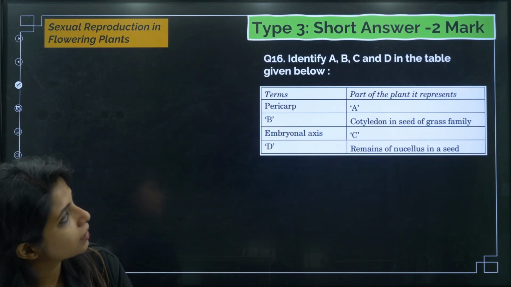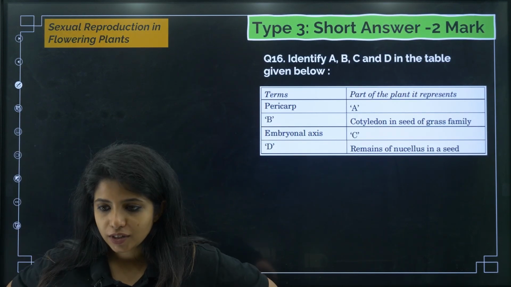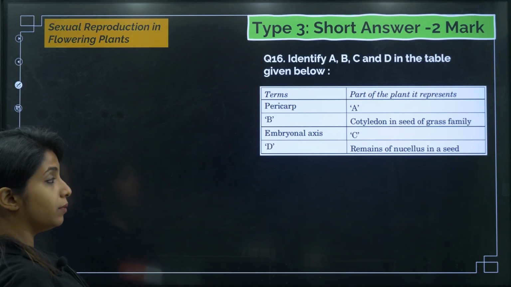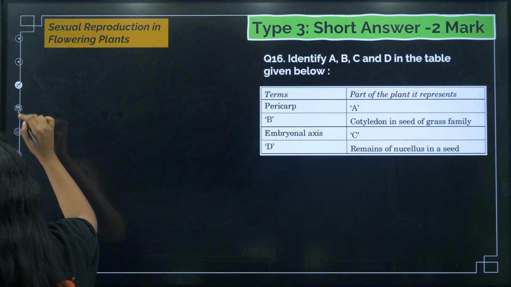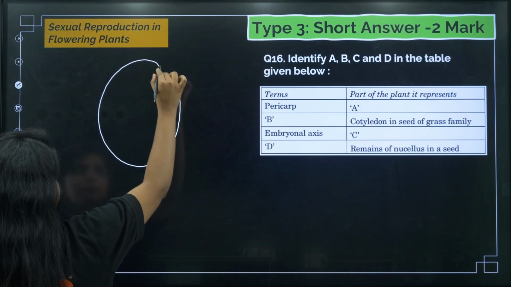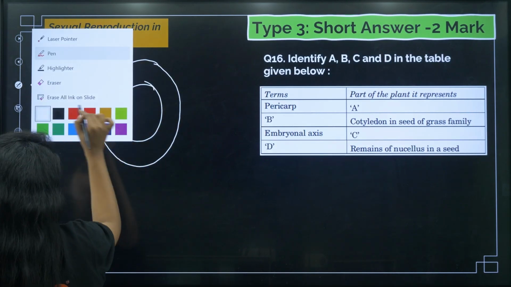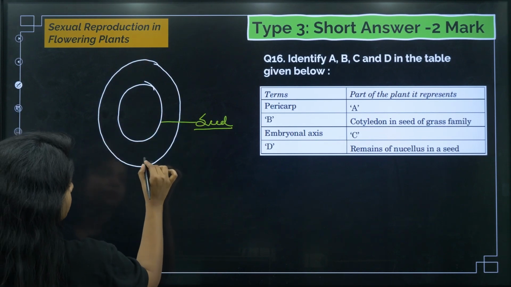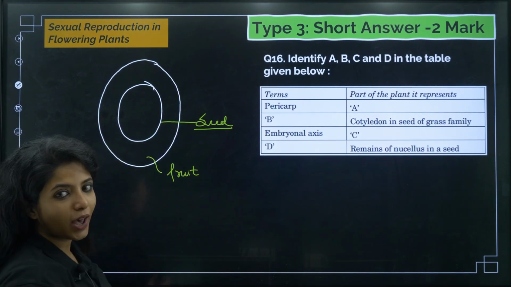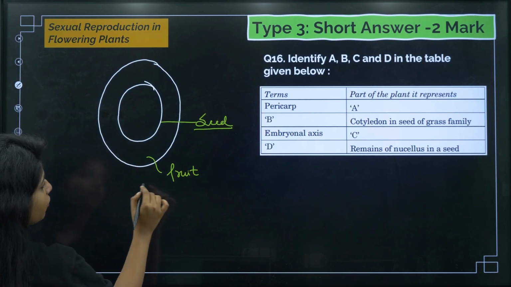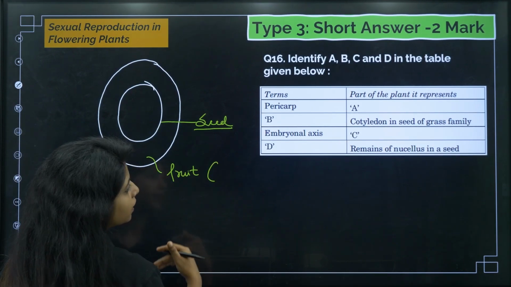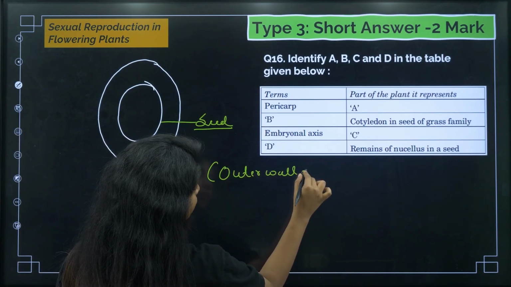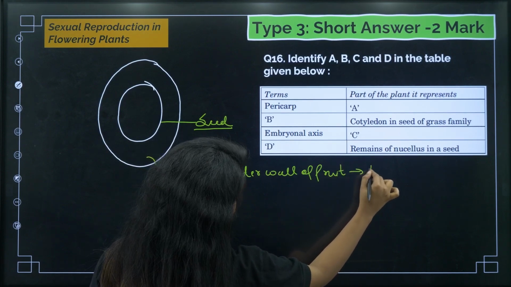Cool. And now we are coming to the short answer type question, 2-marker question. Let's begin the battle. Identify A, B, C and D in the table given below. What is pericarp? What do you mean by pericarp? So, if this is the ovary, this is the ovule. Ovule will become the seed. Seed will have the seed coat and everything. The ovary will become a fruit. And fruit also has a covering. This covering, children, the covering of the outer wall of the fruit, is known as pericarp.